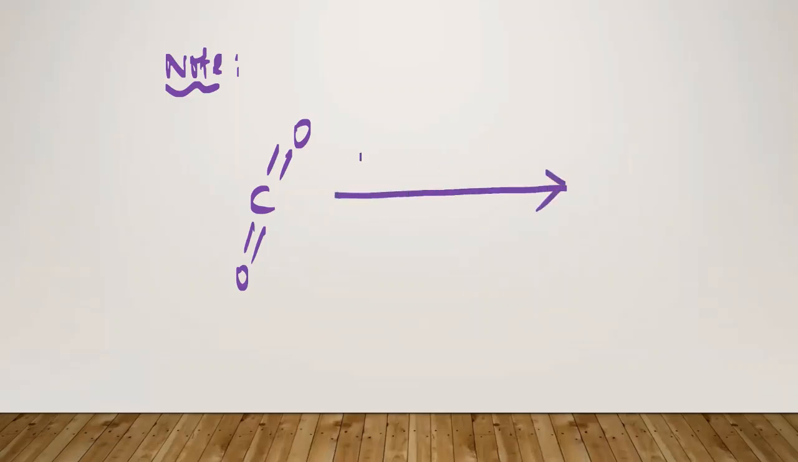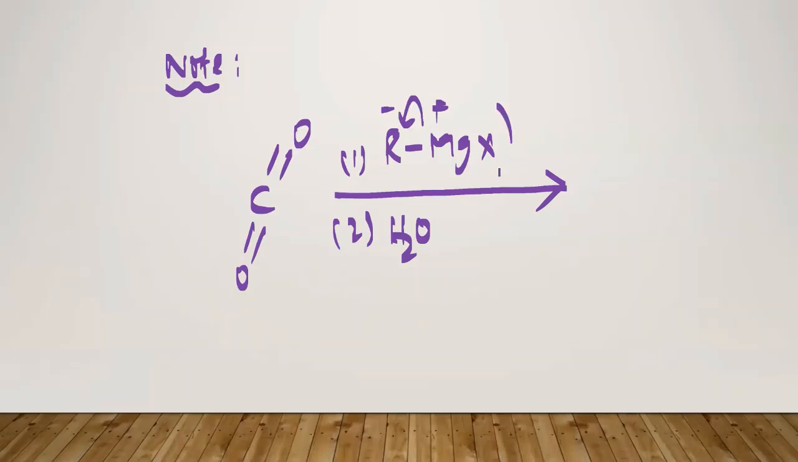Let's take one important example here. Let us suppose you have carbon dioxide, and I am treating the carbon dioxide with Grignard's reagent followed by hydrolysis. So RMgX followed by hydrolysis. We know that this is a source of R minus, and this is a source of H plus.